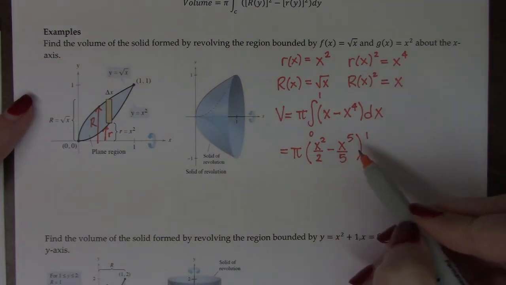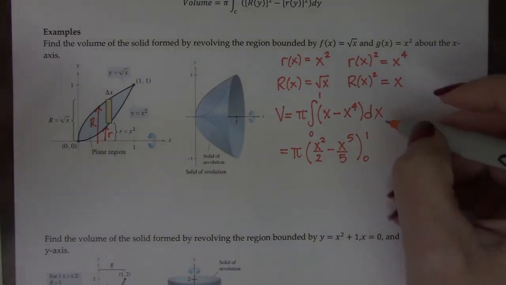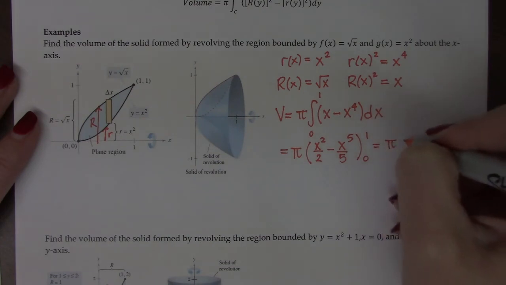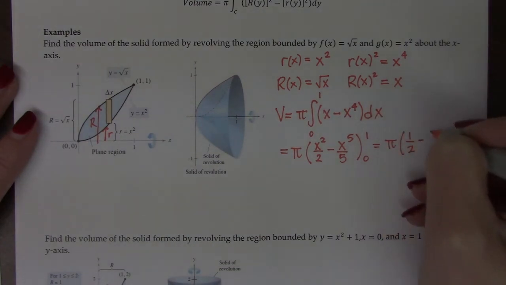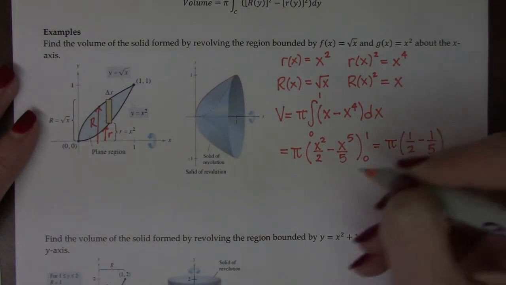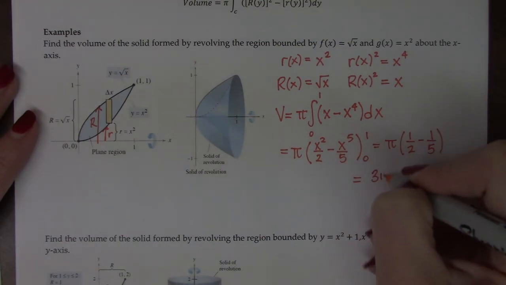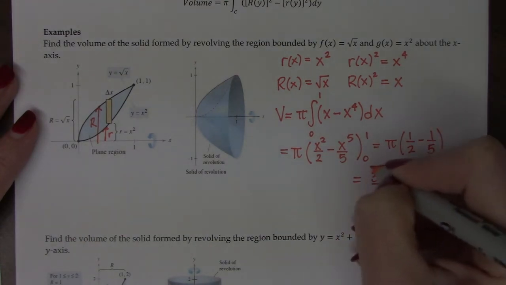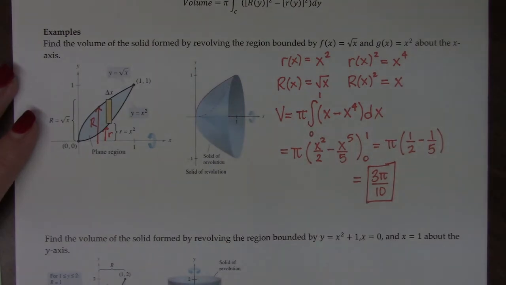Once again, 0 is going to give me 0. That's not always true, but it just has been in these. And so I'm simply going to get pi times 1/2 minus 1/5, and this works out to be 3 pi over 10.